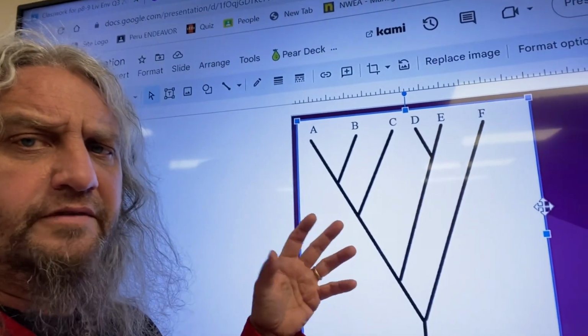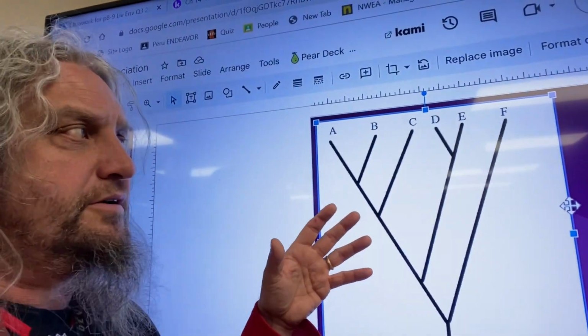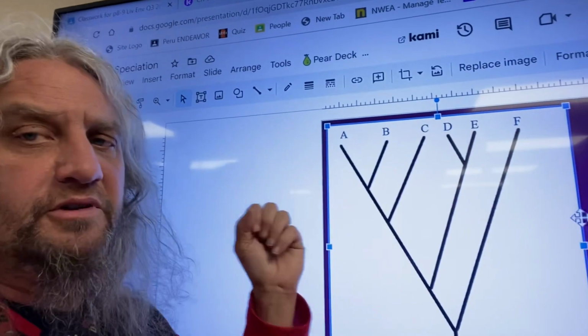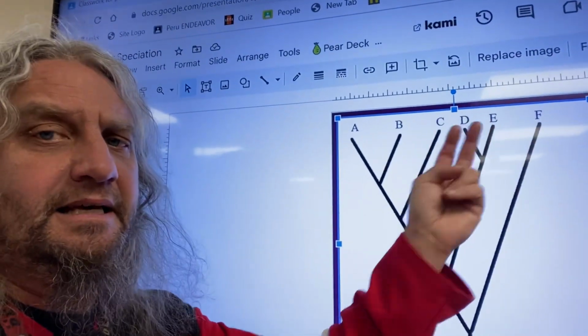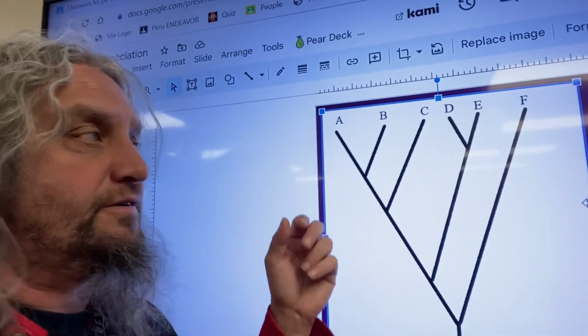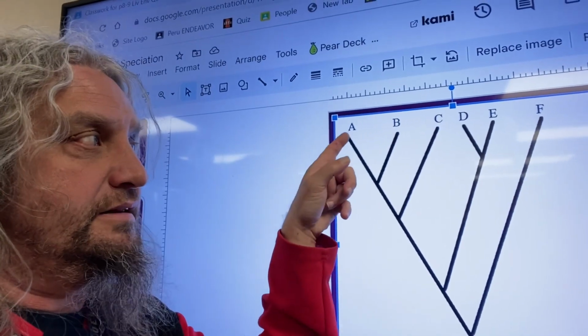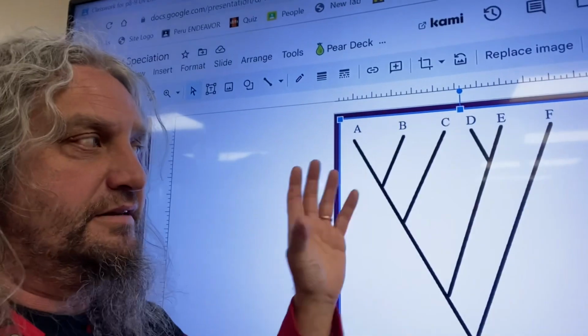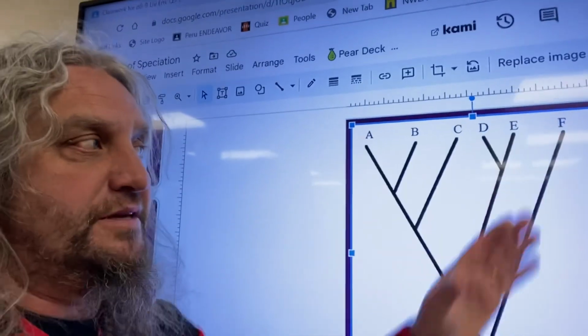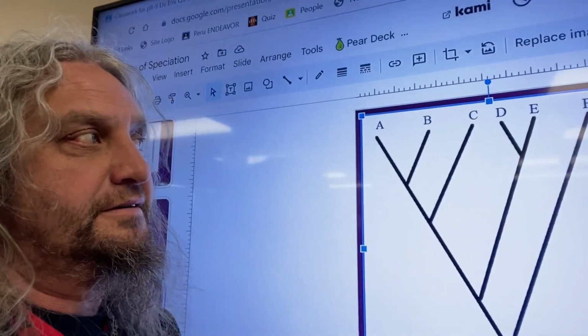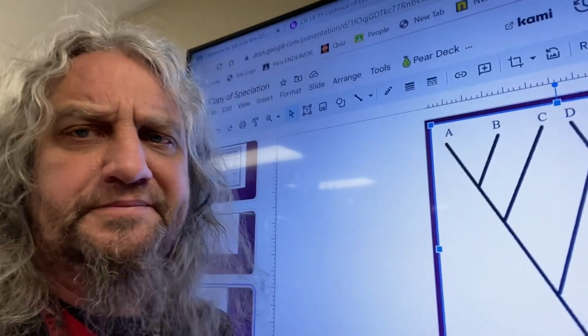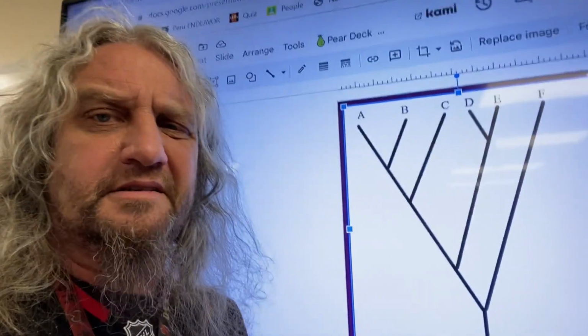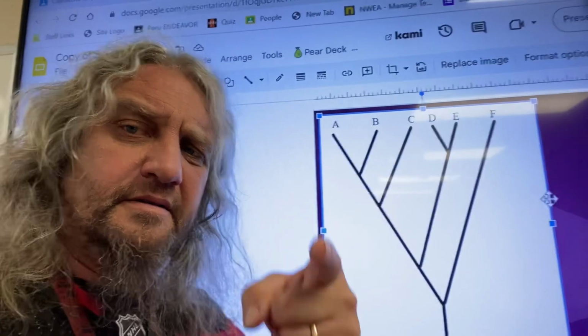Right? If all of these walked into the room together, A, B, C, D, E, and F, the 2 that would look the most alike would be D and E. The ones that would look the most different from each other would be A and F. F would be the most different. Hopefully that makes sense. Anyway, let's keep at it.